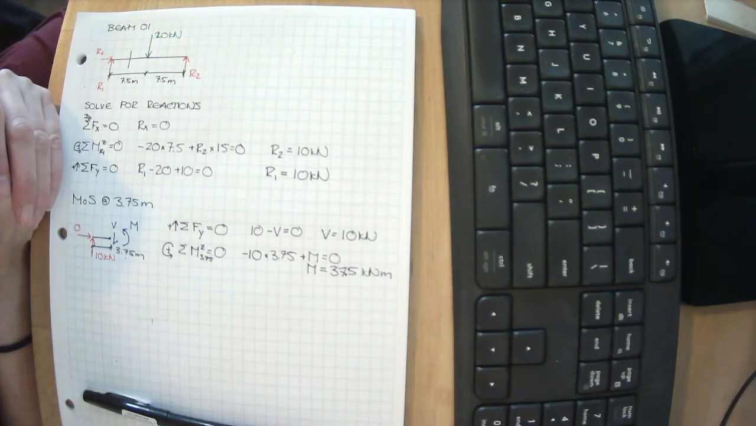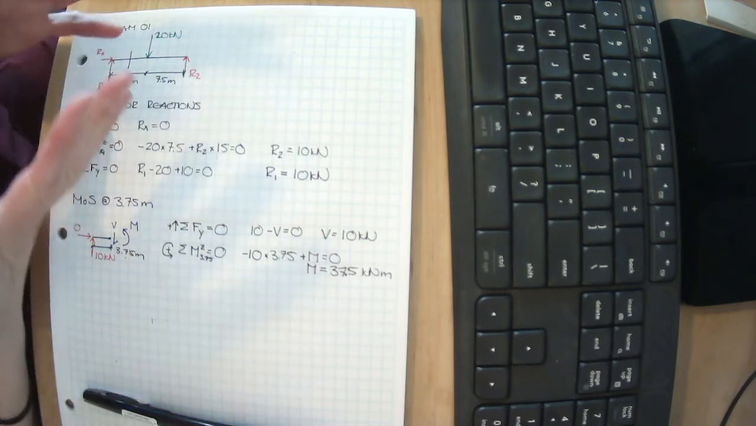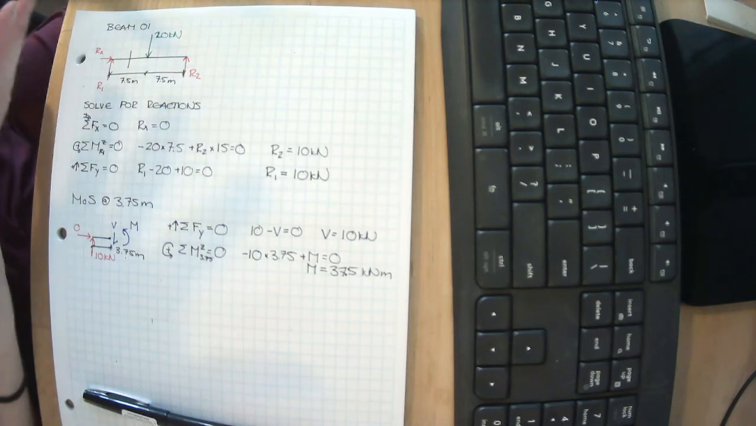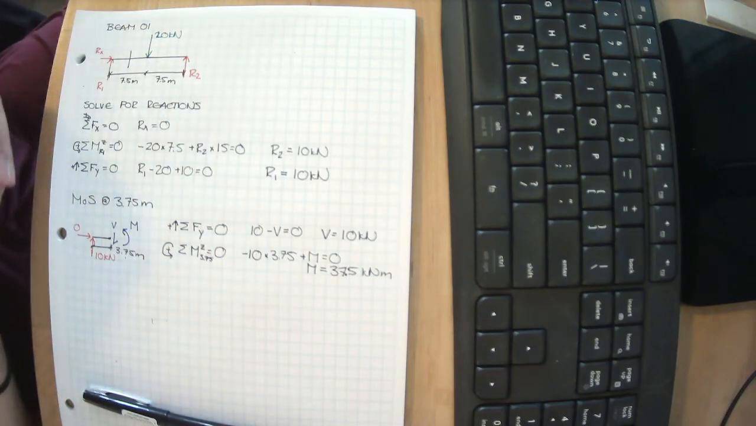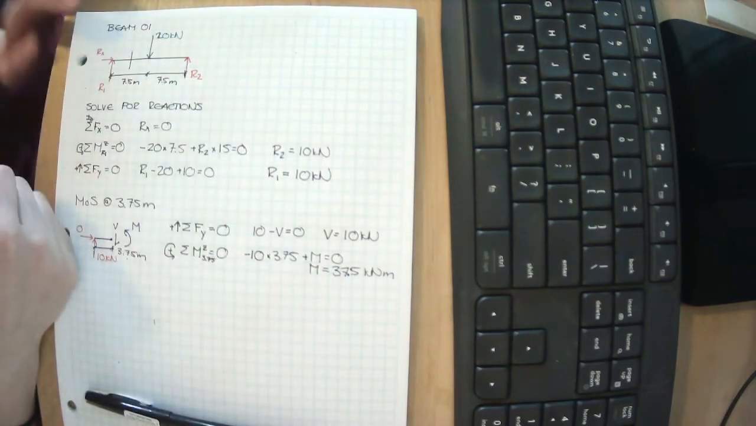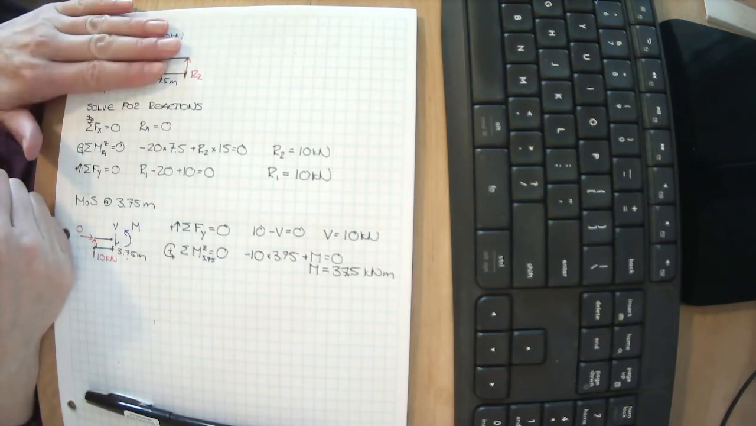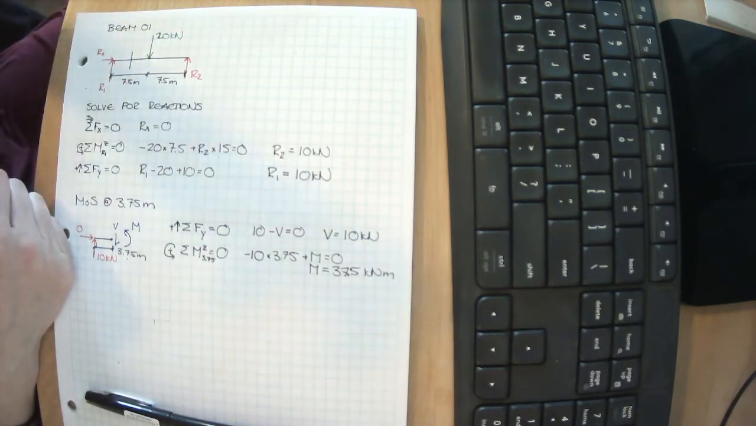Looks like we might have to cut this in more spots to figure out what the worst moment and the worst shear is. We don't want to just support 37.5 kilonewton meters. We want to make sure this beam is strong enough to support the worst moment it sees along its length. So how would we go about that?